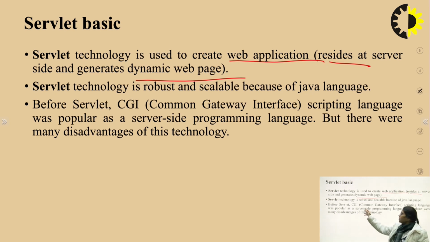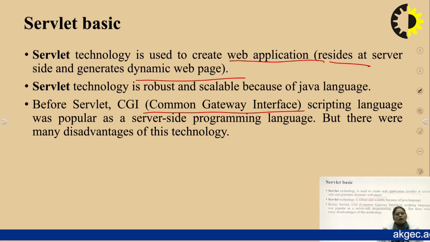Before servlet, as I have already told you, we used CGI, that is, Common Gateway Interface. It is a scripting language. It was a very popular server-side language, but there are certain disadvantages of this technology. First of all, it is written in C or C++. And secondly, it is platform dependent. That's why we are replacing this Common Gateway Interface, or CGI, with servlet.